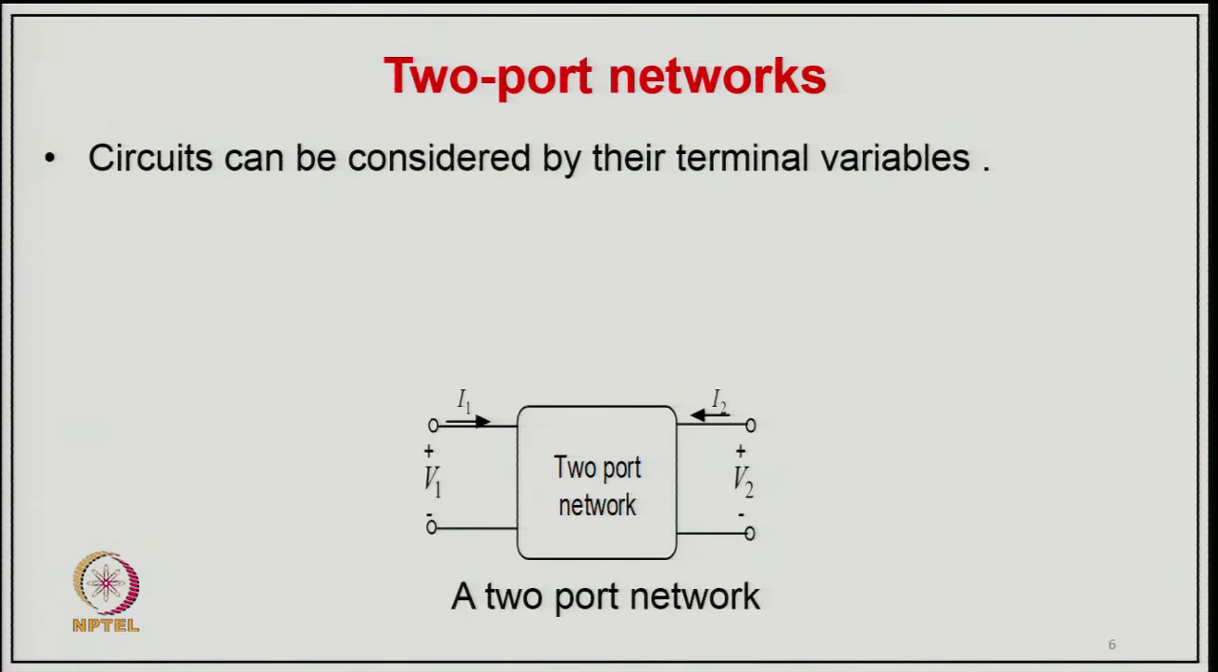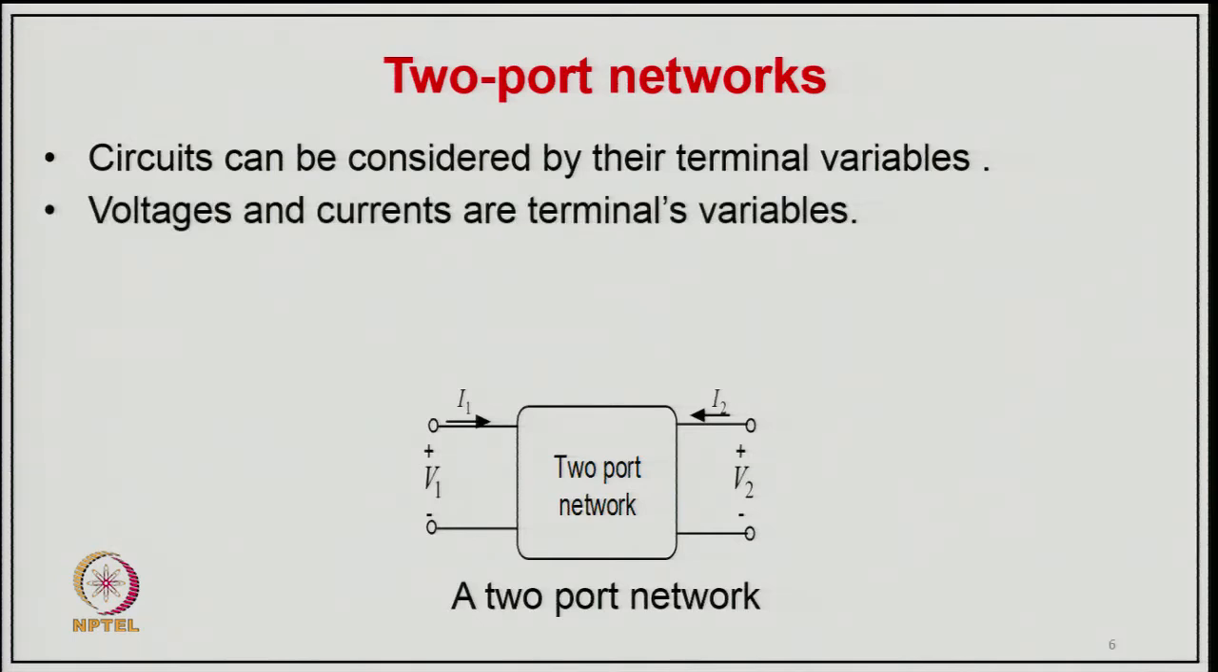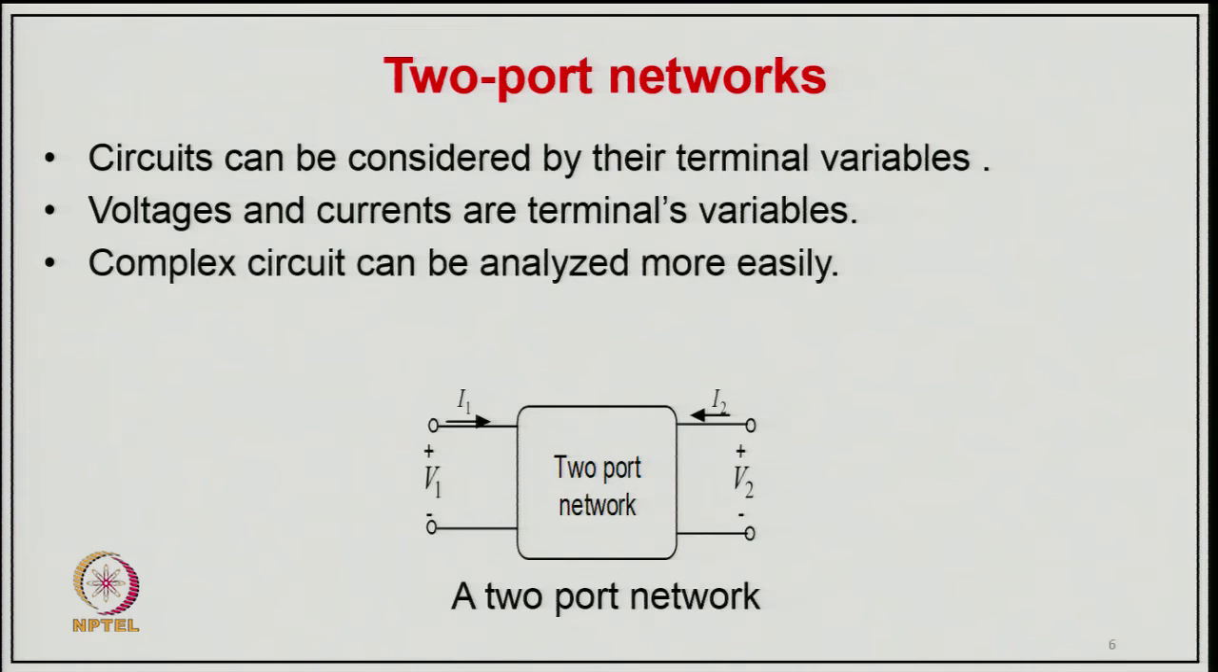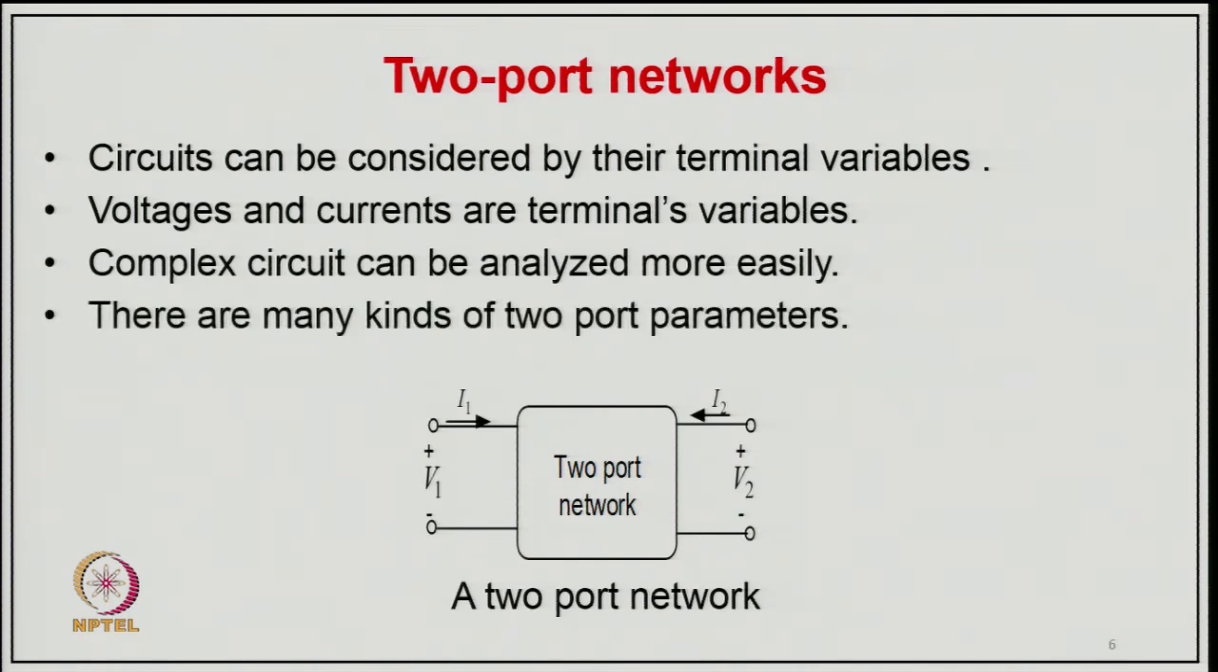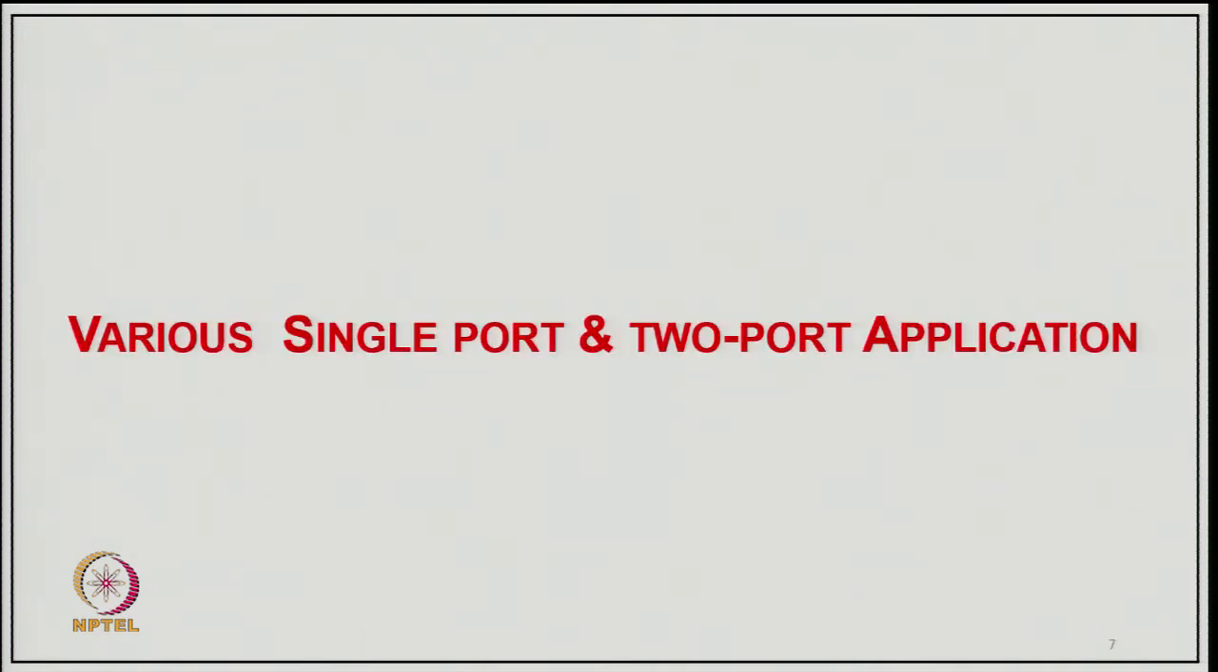So, we have a circuit which can be considered by its terminal variables. Voltage and currents are the terminal variables, and the complex circuit can be analyzed more easily. That is why we are taking this terminology of two port network. There are many kinds of two port parameters by which the circuit can be analyzed, and we will look into which of the many methods is the simplest for a particular circuit, whether single port, two port or multiple port.